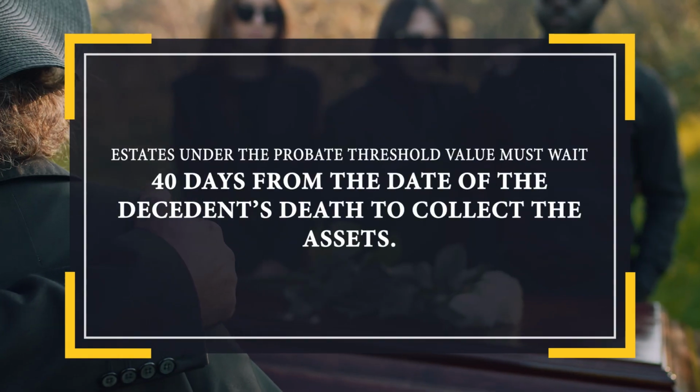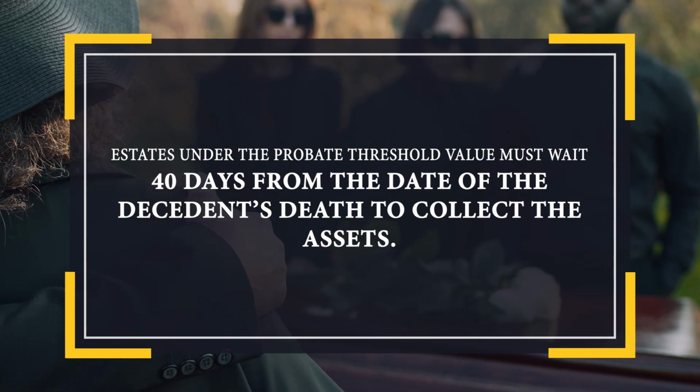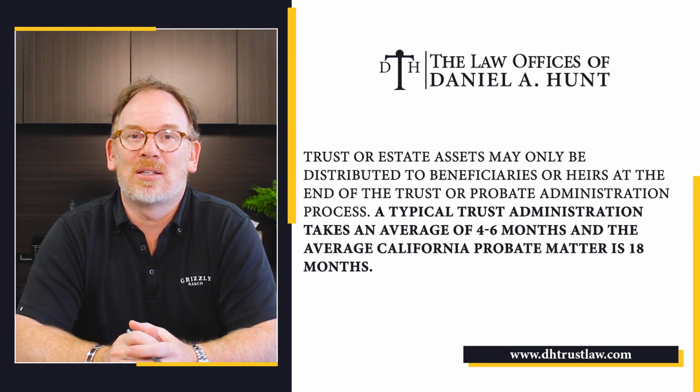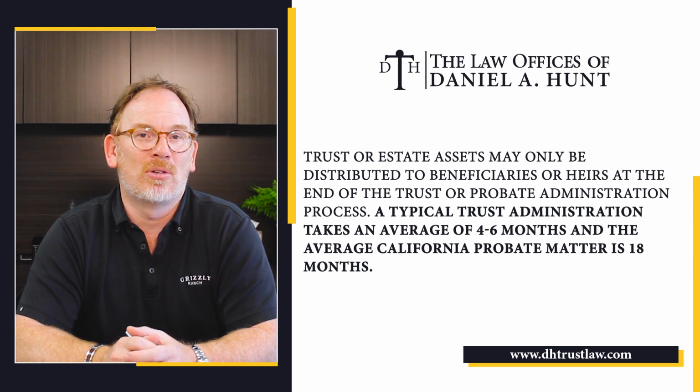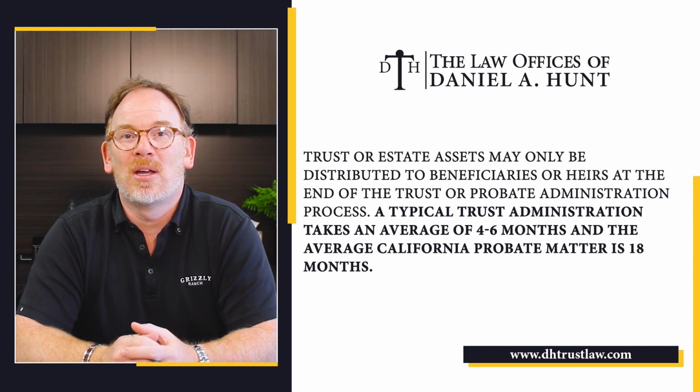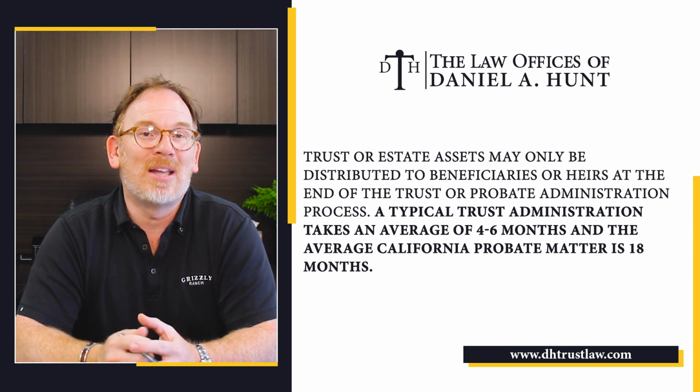Estates under the probate threshold value must wait 45 days from the date of the decedent's death to collect the assets. Trust or estate assets may only be distributed to beneficiaries or heirs at the end of the trust or probate administration process. A typical trust administration takes an average of 4 to 6 months, and the average California probate matter is about 18 months.